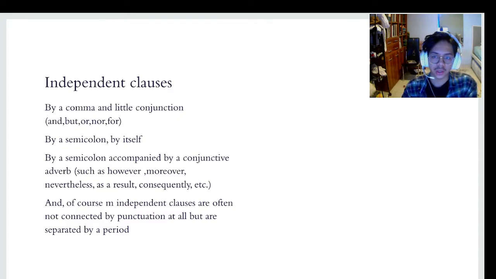So, independent clauses can be identified by a comma and a little conjunction, for example, and, but, or, nor, for. They can be identified by a semicolon by itself, or by a semicolon accompanied by a conjunctive adverb, such as however, moreover, nevertheless, as a result, consequently, etc. And of course, independent clauses are often not connected by punctuation at all, but are separated by a period.